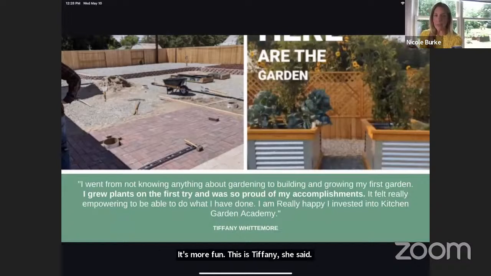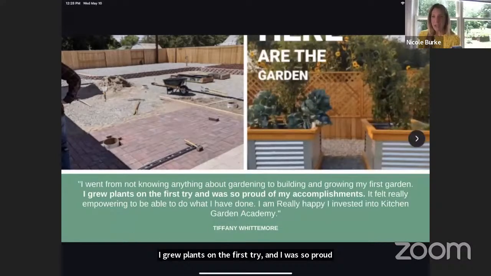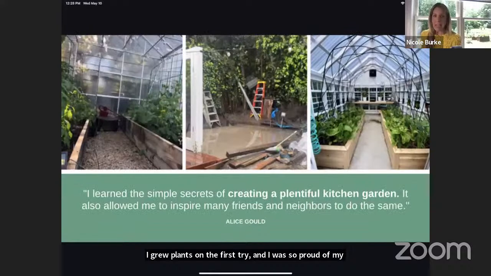I grew plants on the first try, and I was so proud of my accomplishment. She did it on the first try, you guys. Not boring, right? Now look at this. This is so cool. Alice built this covered garden inside Kitchen Garden Academy. She said, I learned the simple steps of creating a plentiful kitchen garden, and it also allowed me to inspire many friends and neighbors to do the same.